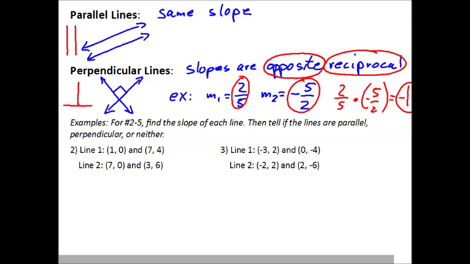Find the slope of each line, then tell if the lines are parallel, perpendicular, or neither. Well, then let's go ahead and do that. Line 1 has a slope of m1 is equal to y2 minus y1 over x2 minus x1, 4 minus 0 over the difference in x, and we get 4/6, which can be simplified to 2/3.